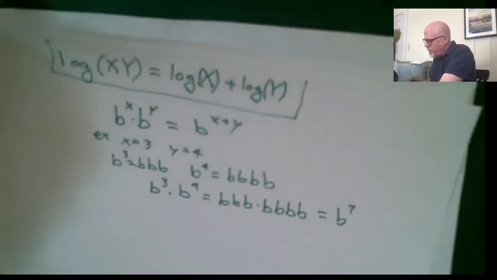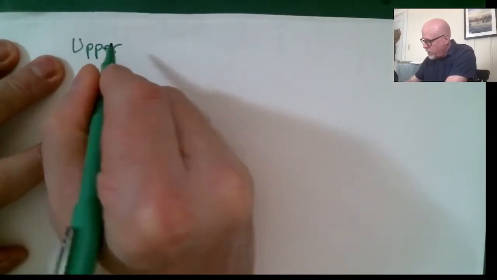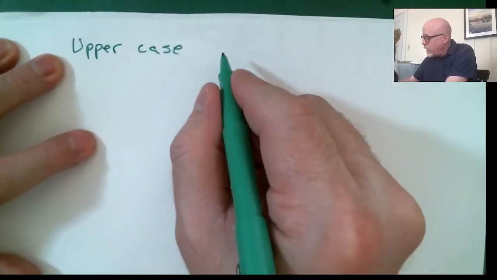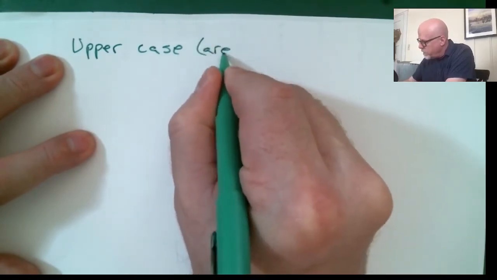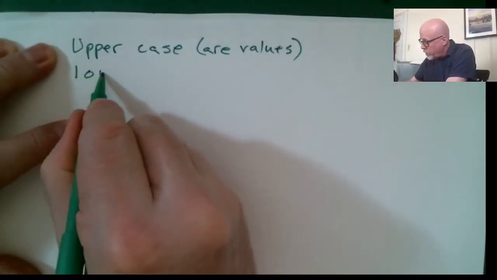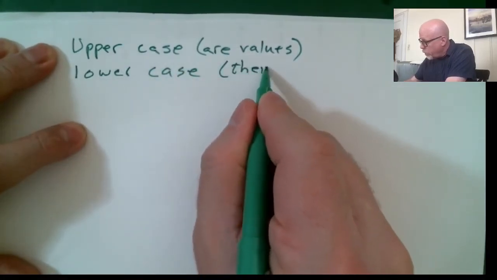All right, so that's the exponential rule that we're going to look at. How does that turn into a logarithm thing? To set that up for you, I'm going to introduce a convenient notation. It's not the way they do it in the book. I'm going to use uppercase letters as regular numbers, let's say just values, and the corresponding lowercase letters are going to be their logarithms.